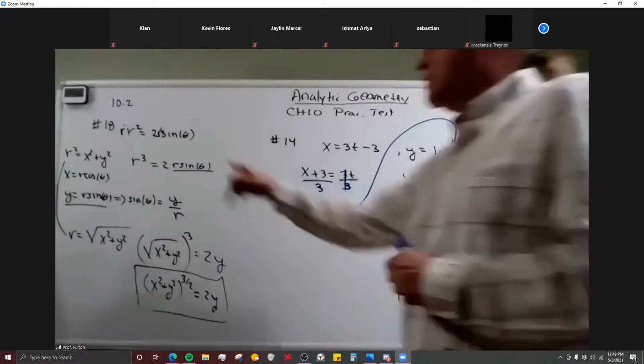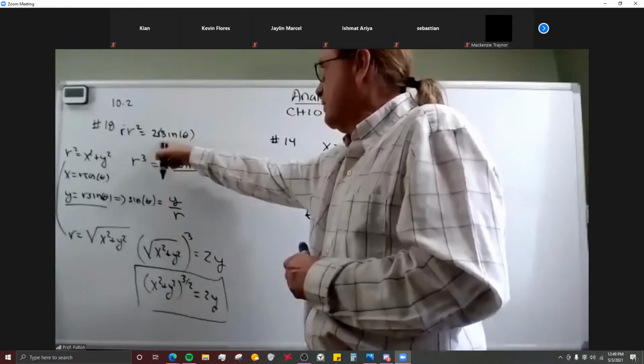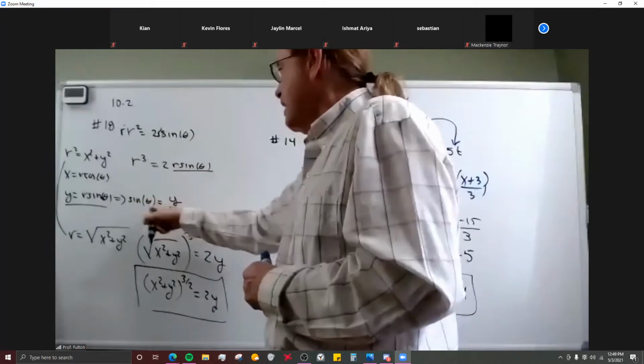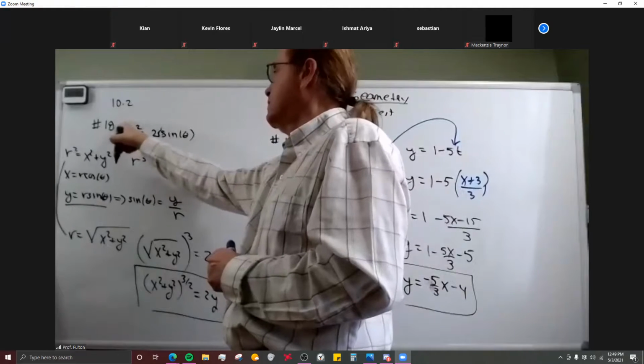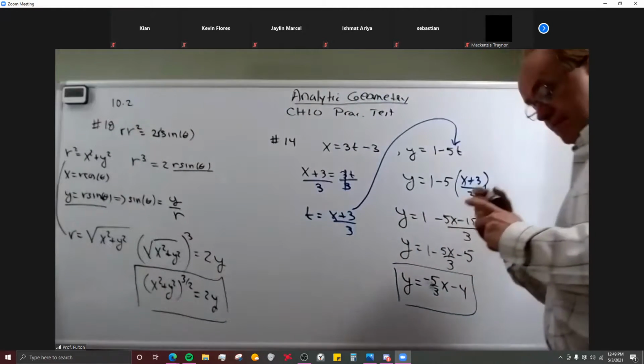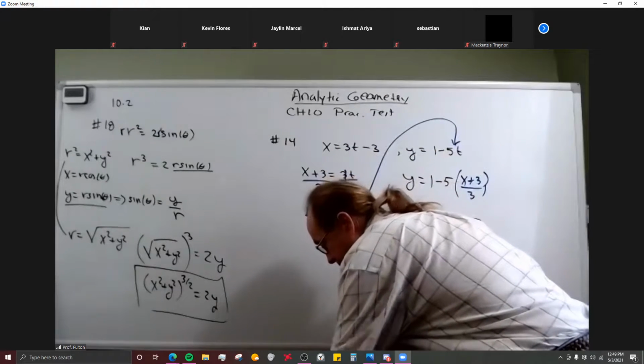But because I don't have that r, I kind of have to get that r there one way or the other, either by solving for the sine, and the r comes here, and then I multiply it, so it comes over there, it becomes an r cubed, or that sort of thing. So that's how you'd handle that one.